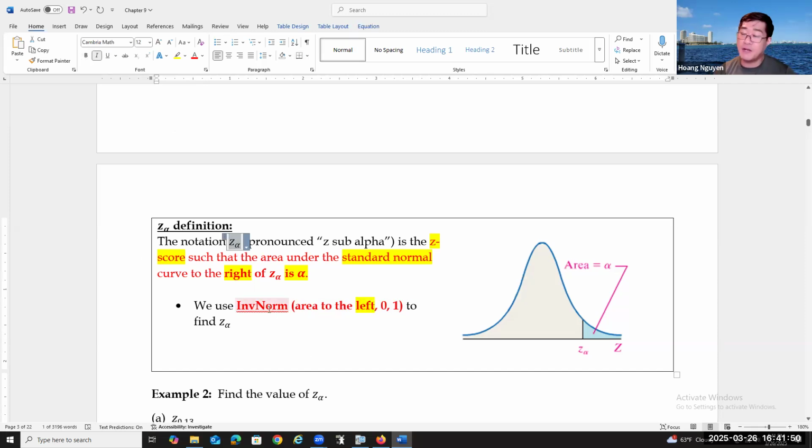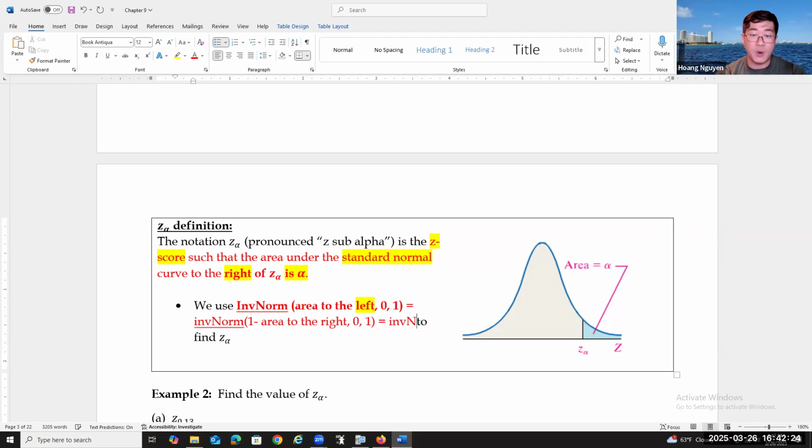But when you're using the inverse norm calculation, you have to rewrite that in terms of the area to the left. So how are we going to find the area to the left? Let's give it a try. We're using the inverse norm, but how are we going to rewrite it to get the area to the left if we know the area to the right is alpha? So what is 1 minus the area to the right? Mean 0, standard deviation 1.